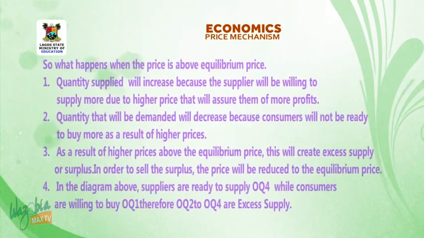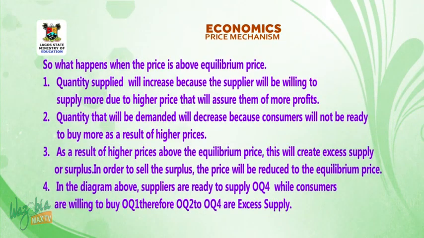So, what happens when price is above the equilibrium price? 1. Quantity supplied will increase because the suppliers will be willing to supply more due to higher price. That will assure them of more profits. 2. Quantity demanded will decrease because consumers will not be ready to buy more as a result of higher prices. 3. As a result of higher prices above equilibrium price, this will create excess supply or surplus.